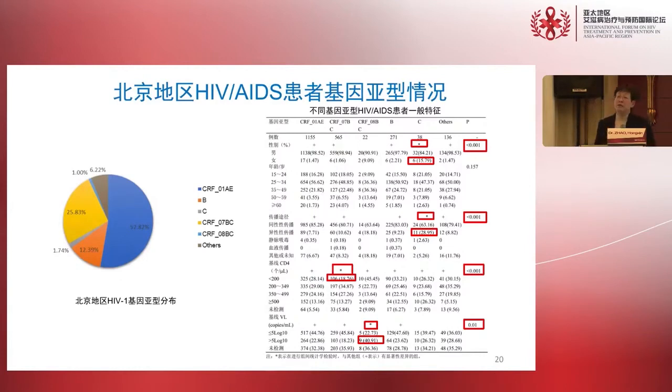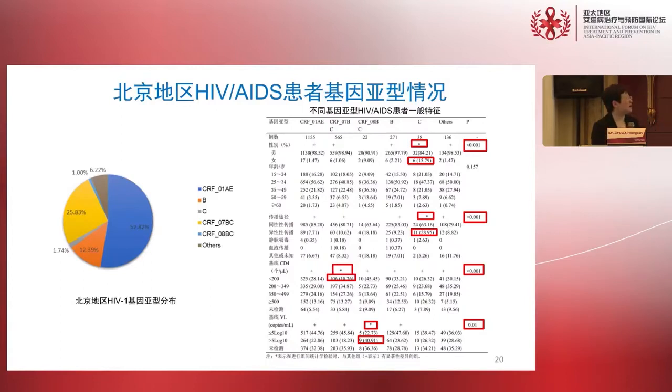And my colleague just also reported the gene subtyping of HIV/AIDS. You can see CRF01AE. You can see the AE is in the MSM. It accounts for 58%. And CRF07BC accounts for 25%. And CRF08BC accounts for 52%. So you can see that CRF01AE and CRF07BC are the main genotypes.